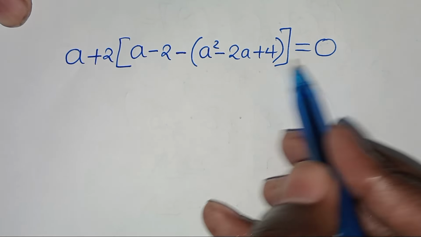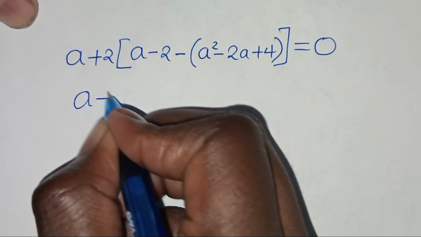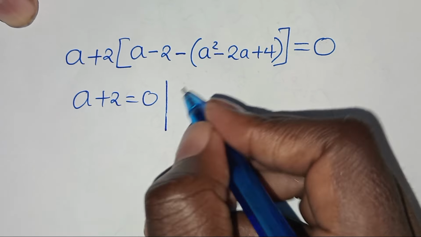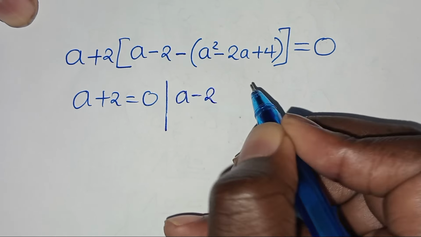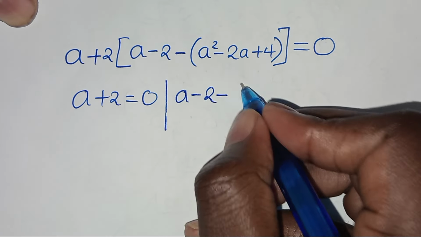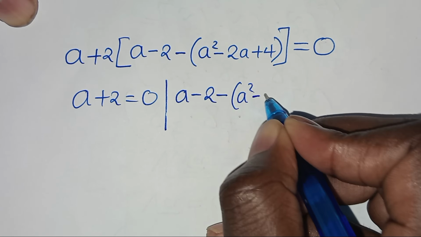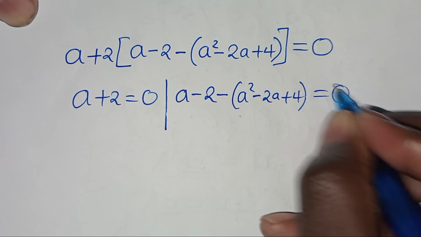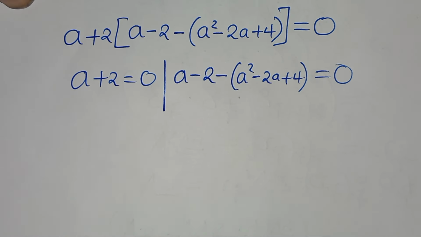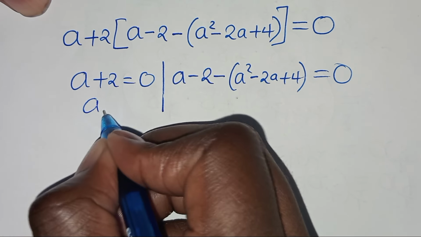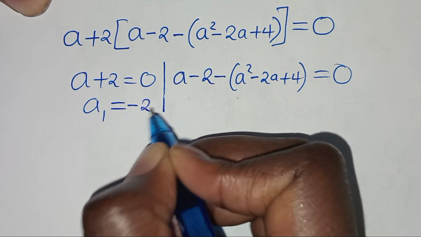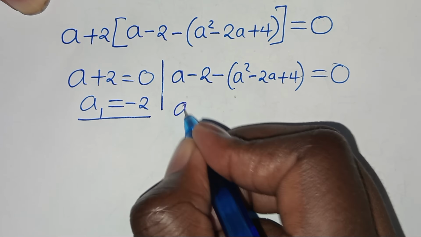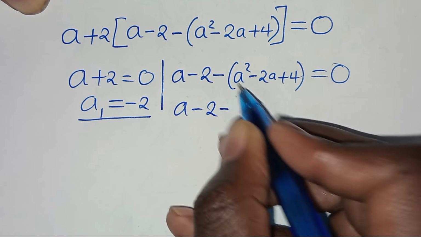Now here we have two parts. The first part is a plus 2, which is equal to 0. The second part here is a minus 2, subtract, we have a squared minus 2a plus 4. This is equal to 0. From the first part here, a1 is equal to minus 2. The second part here, we have a minus 2 minus a squared.